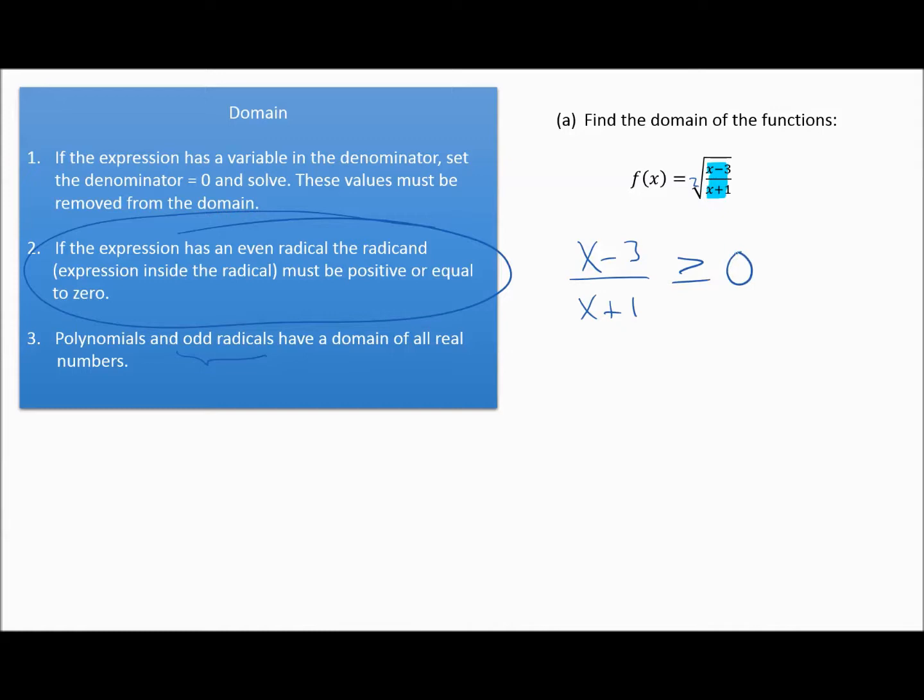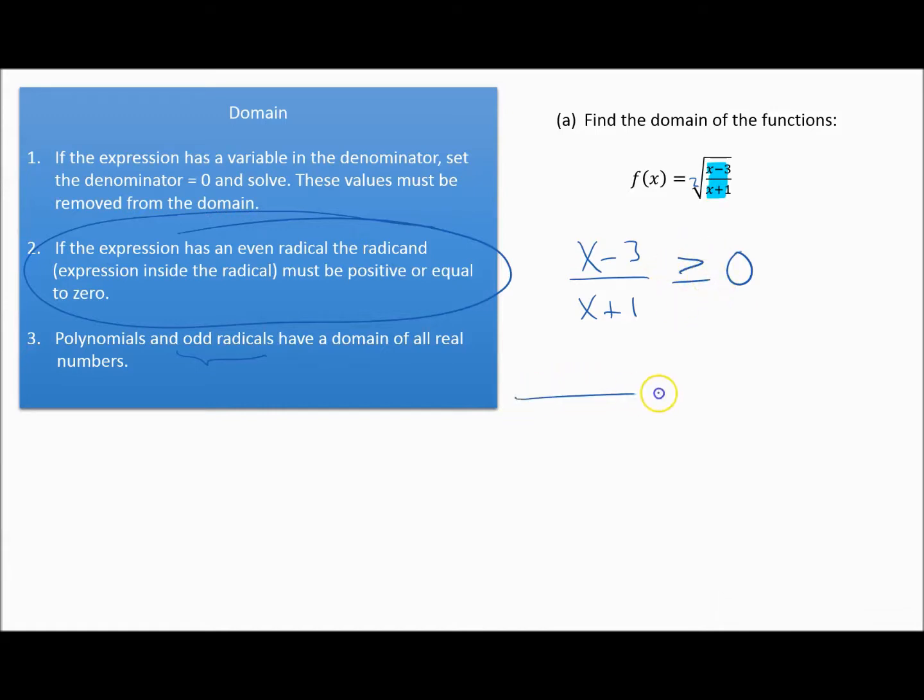Now I can stop the video right here and go, okay, there you go. Now refer to the last section, because that's really what's happening. So we set x minus 3 over x plus 1 greater than or equal to 0. I'm going to solve this. Now, what I don't want you to do is multiply both sides by x plus 1. If this were an equals, you could do that. But you can't do that here.